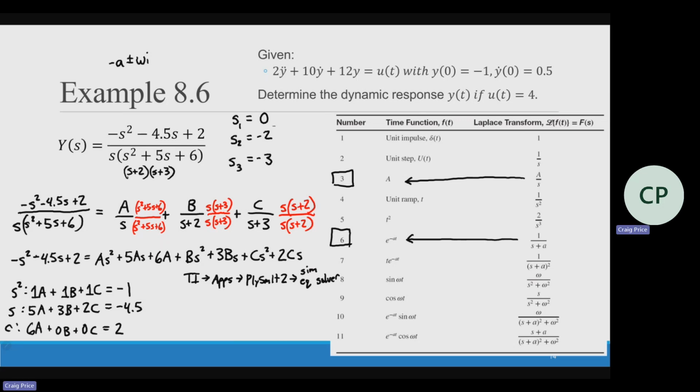So, not quite. Wait. Oh, yeah, it is. Sorry. It is. So it's simultaneous equation. It would be 3 unknowns. That's how you would set it up. So you do 1, 1, 1 equals negative 1.